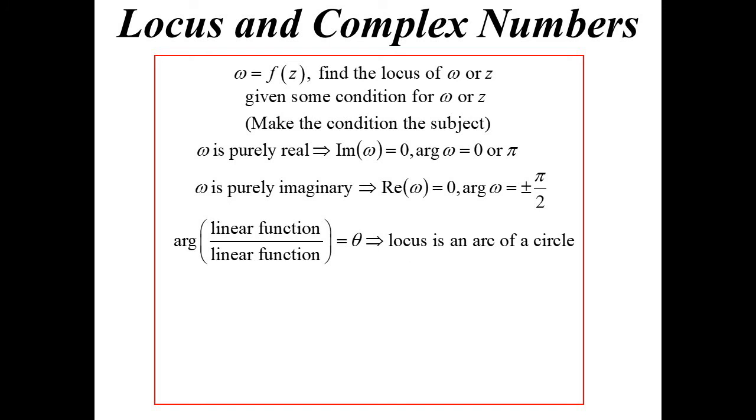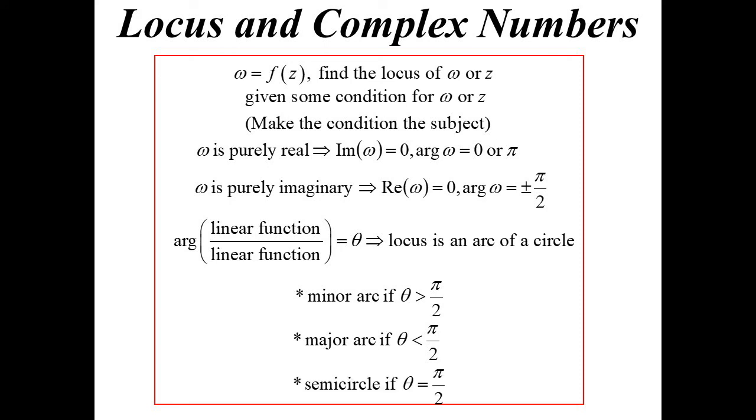Now, this sort of one here, it's hard to describe it. If you see argument of, and you've got a fraction, and on the top is a linear function. It might be z minus 2, z plus 3, whatever. And on the bottom of the fraction is another one, z plus something. And that's going to equal some angle. That will turn out to be an arc of a circle. We'll look at some examples. We'll see how this works. Now, how do I tell what type of arc? If that angle, theta, is bigger than pi on 2, then it will end up being a minor arc of a circle. If it's less than pi on 2, it'll be a major arc of a circle. And if it's equal to pi on 2, we'll get a semicircle.